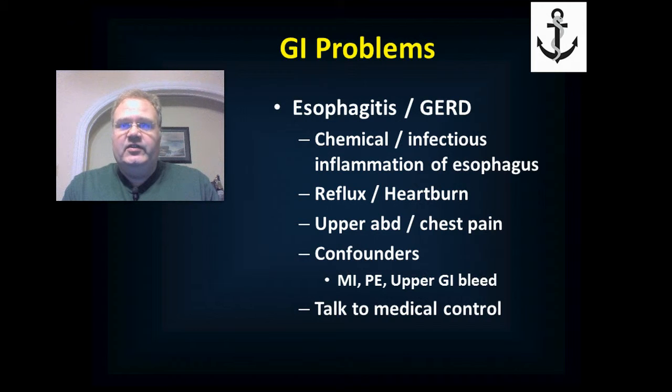The problem is that someone presenting with those symptoms could also be having a heart attack, could also be having a pulmonary embolism. They could be having a bleed from their stomach or their duodenum, so an upper GI bleed. So you need to talk to medical control and come up with a reasonable plan. And again, you're going to be looking for other signs that they're sick, signs and symptoms that make you think this is something more than just simple esophagitis.